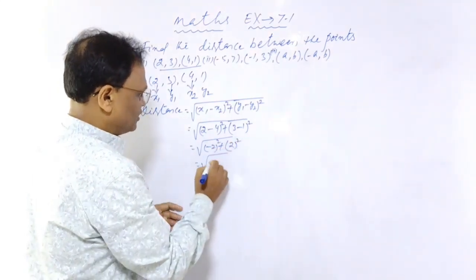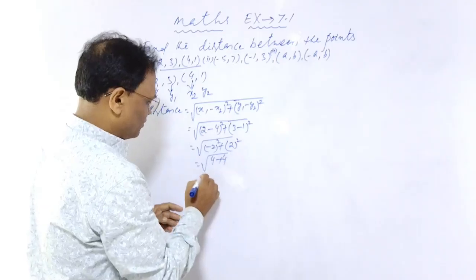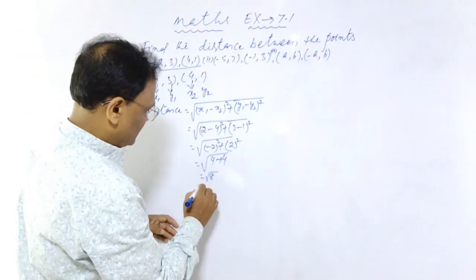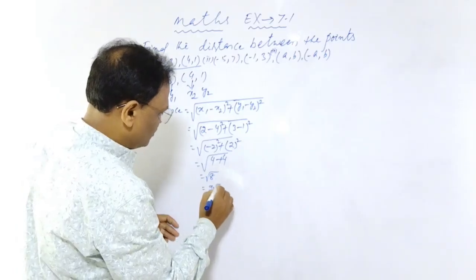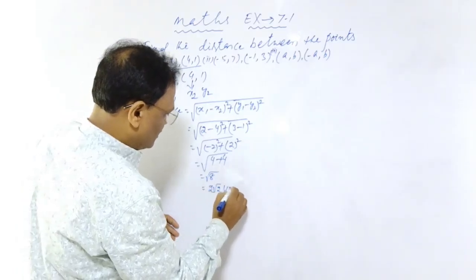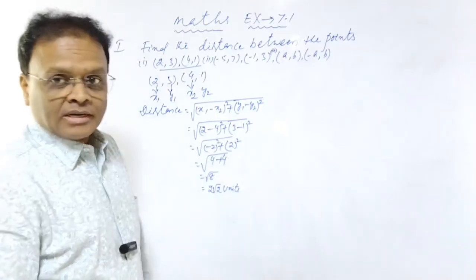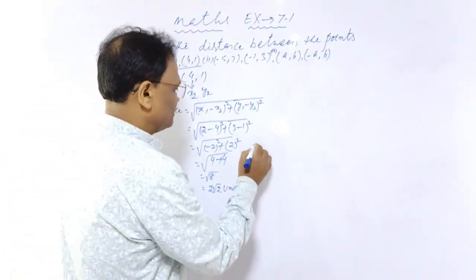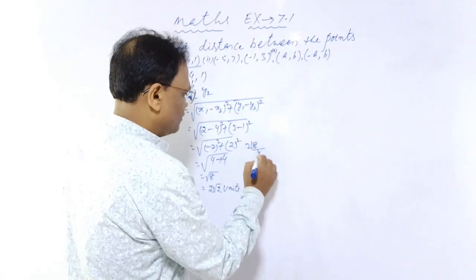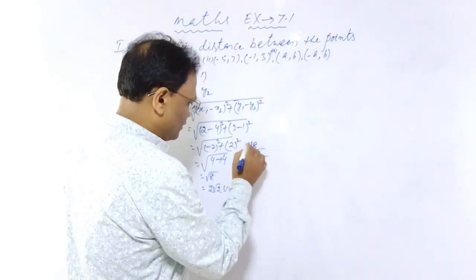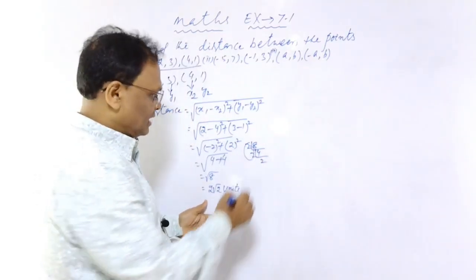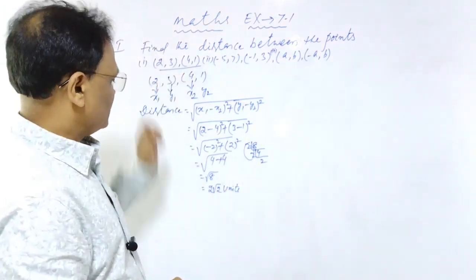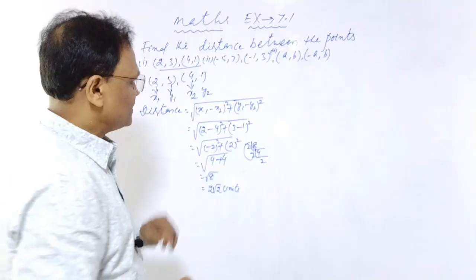and this gives me 4 plus 4, which is 8. But root 8 we can still simplify. The value of root 8 is 2 root 2. If you want to find it, you can find it this way: 2 times 4, 2 times 2 times 2. So for these 2, I'll take one single number out, and what remains is root 2. So the distance between 2, 3 and 4, 1 is 2 root 2.